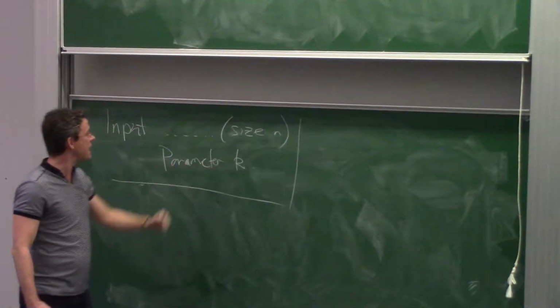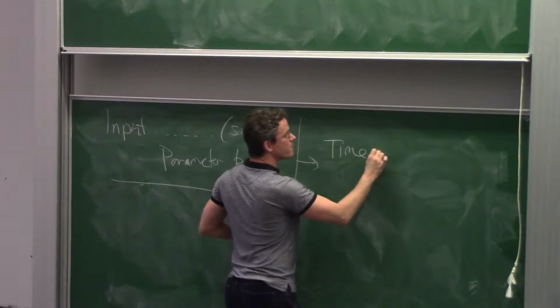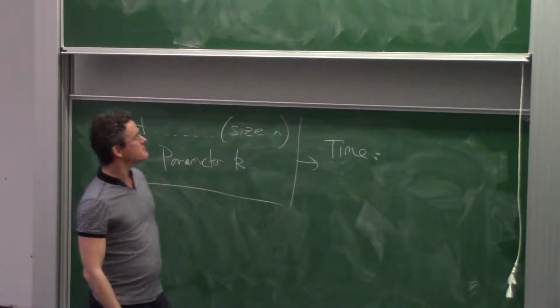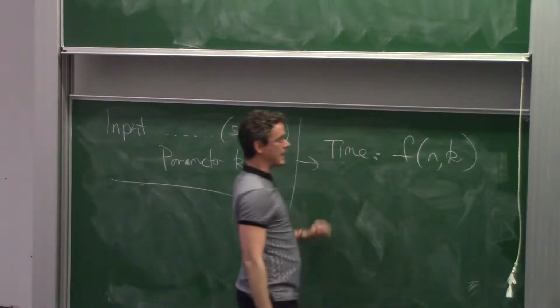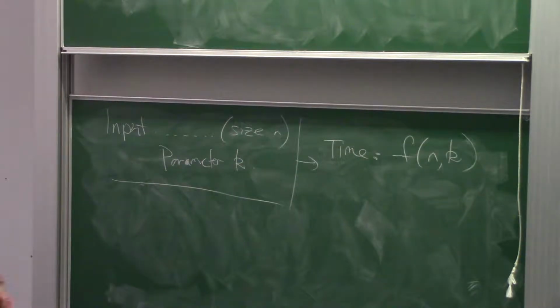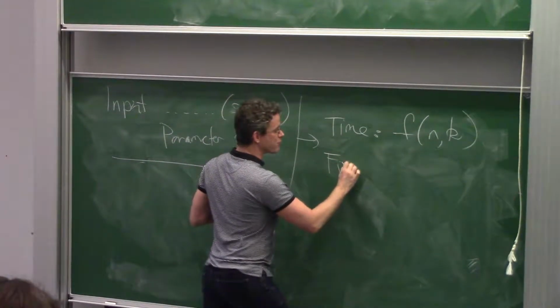Right? But the point is you have some extra parameter, and then your running time is measured as a function of n and k. As a function of n and k, and you have this notion of what is called fixed parameter tractable.